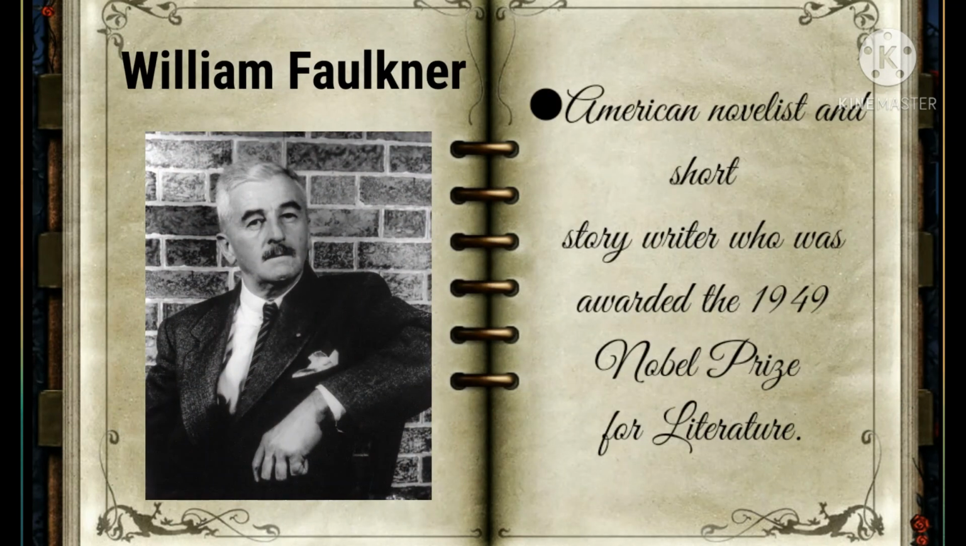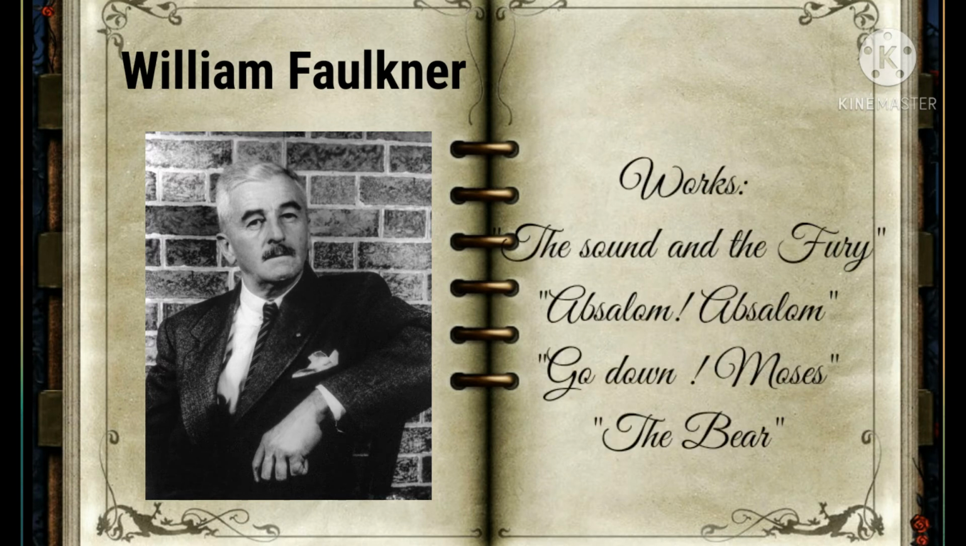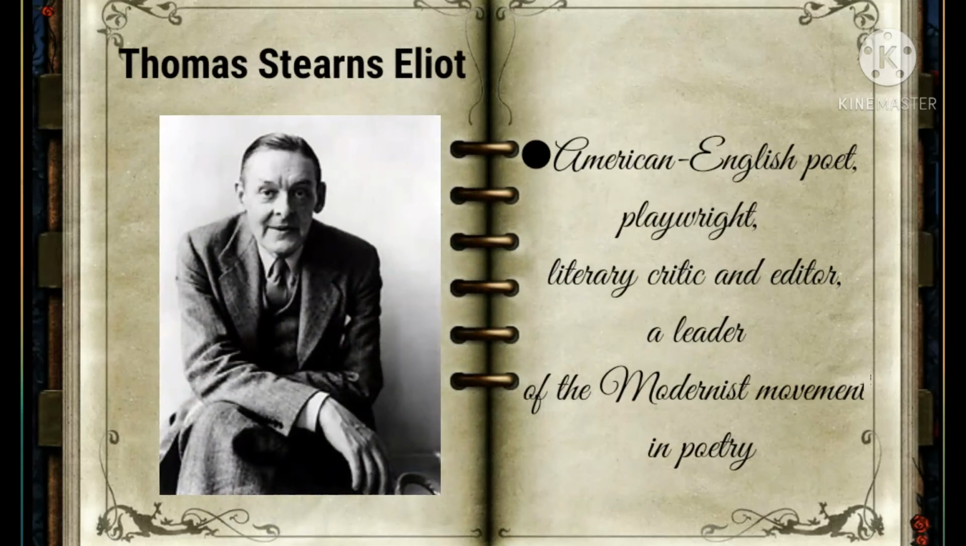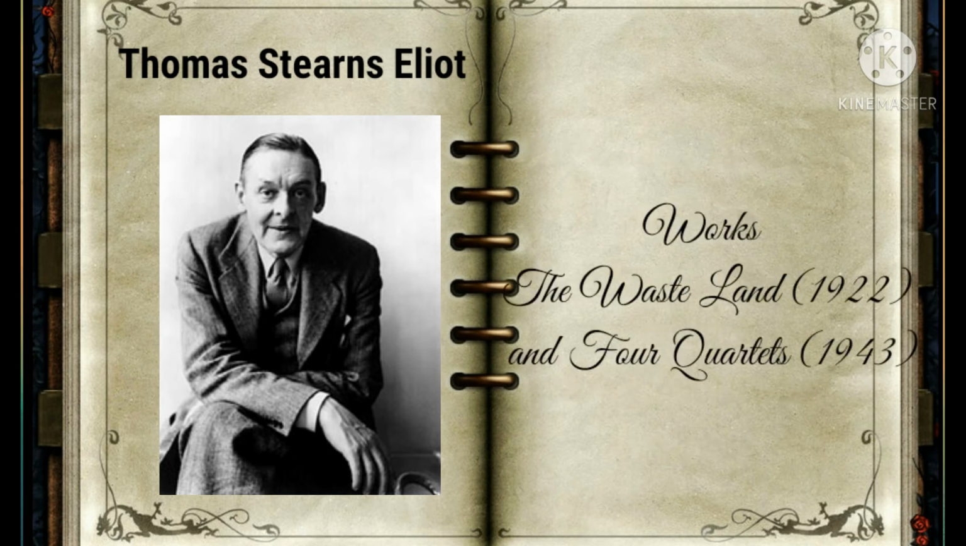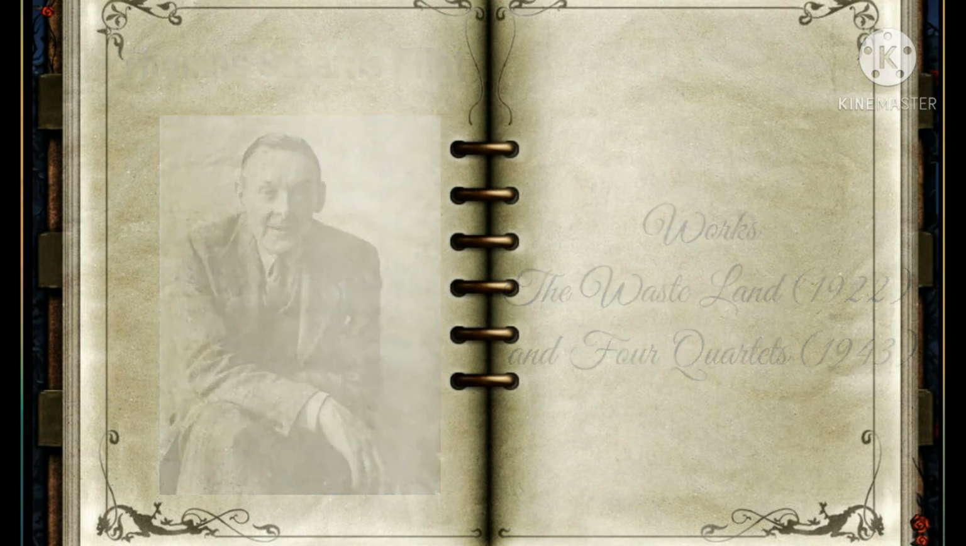William Faulkner. He is an American novelist and short story writer who was awarded the 1949 Nobel Prize for Literature. His famous works are The Sound and the Fury, Absalom, Absalom!, Go Down, Moses, and The Bear. Thomas Stearns Eliot. He is an American-English poet, playwright, literary critic, and editor, a leader of the modernist movement in poetry. His famous works are The Waste Land in 1922 and The Four Quartets in 1943.